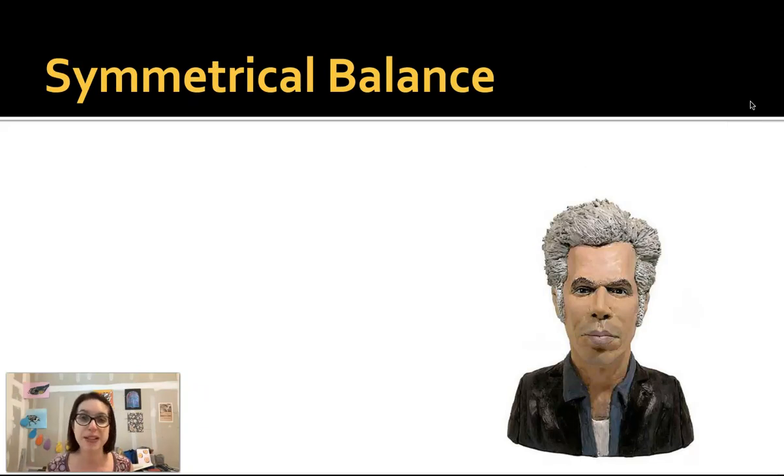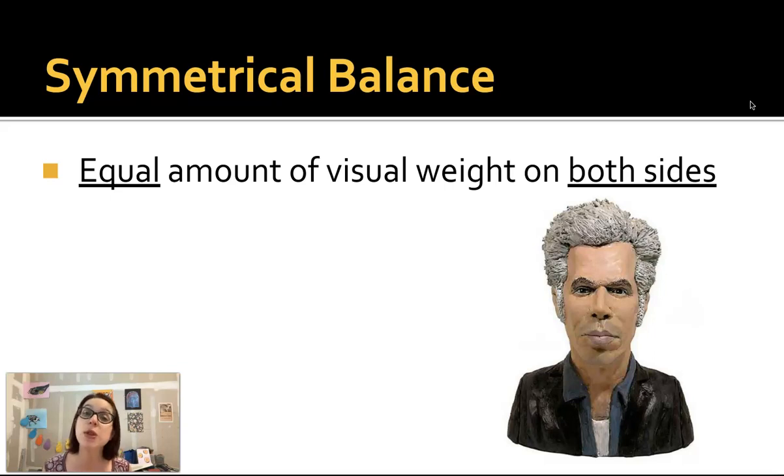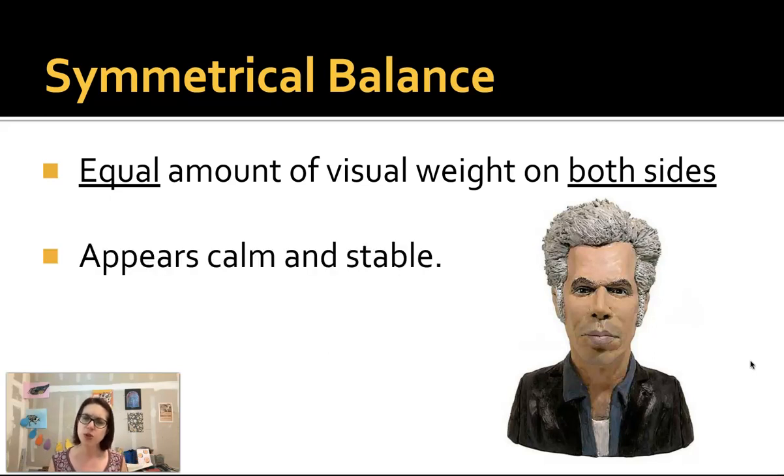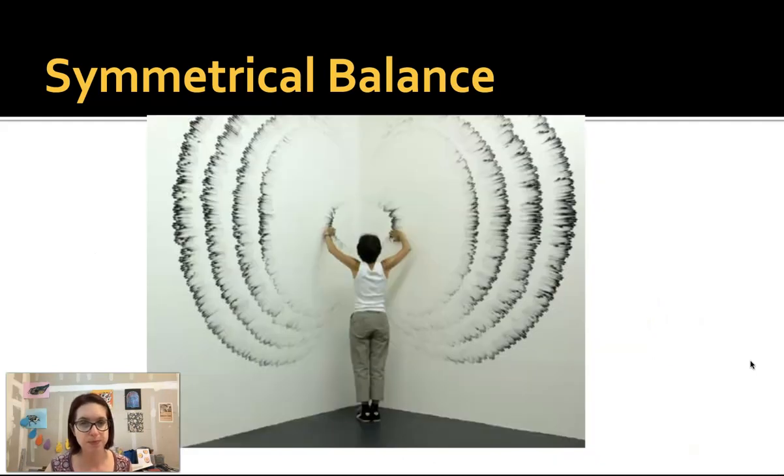So our first type of balance is called symmetrical balance. This is when there's an equal amount of visual weight on both sides, right? This sculpture here of a face, there is an equal amount of visual weight on both sides. It doesn't mean it's the same like a butterfly. Symmetrical balance typically appears calm and stable.